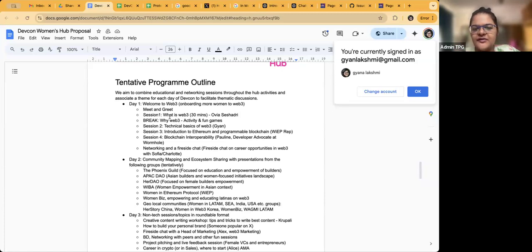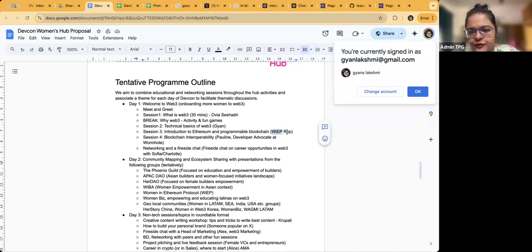So we can have sessions around what is Web3, how did it originate, and how did blockchain start. So a bit about the Bitcoin white paper and all of that. One will be non technical, just a small introduction, then a bit of technical around basics of Web3. Maybe we talk a bit about Ethereum, because DevCon is by EF, how it started and why is it a programmable blockchain.